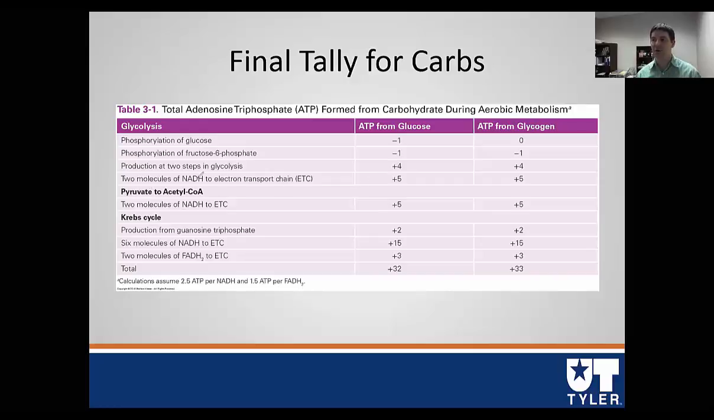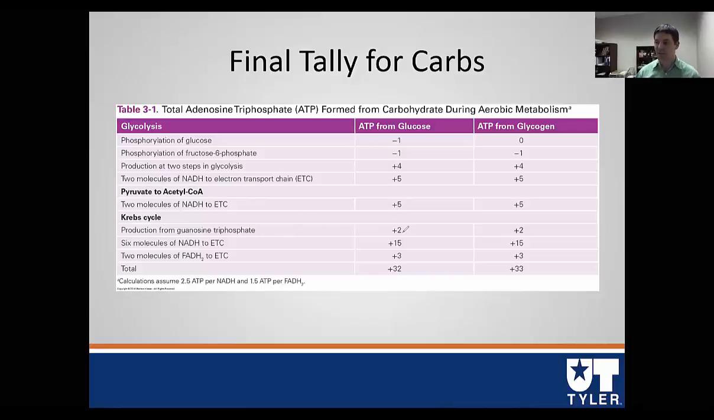We also generate 2 molecules of NADH in glycolysis that we can then ship to the electron transport chain and use. So here we have 2 molecules, 2.5 ATP per molecule gives us a total of 5 ATP from those molecules, assuming oxidative metabolism. In pyruvate, we have 2 molecules of NADH that are produced that can then be sent to the electron transport chain. Again, 2.5 times 2 gives us a total of 5 ATP produced.